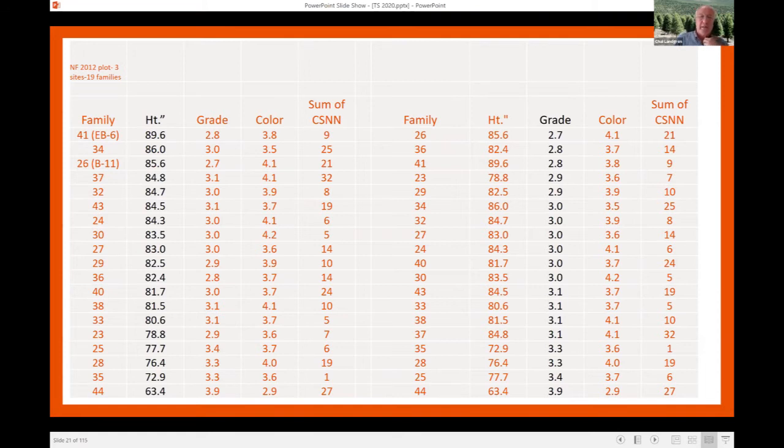So I wanted to give you just a preview of how we do the evaluations for trials like this. We looked particularly at height and grade. The value of trees is largely a function of height primarily. Secondarily, it's a function of grade. But we're always looking also at the color of the tree and whether or not the tree has needle necrosis.